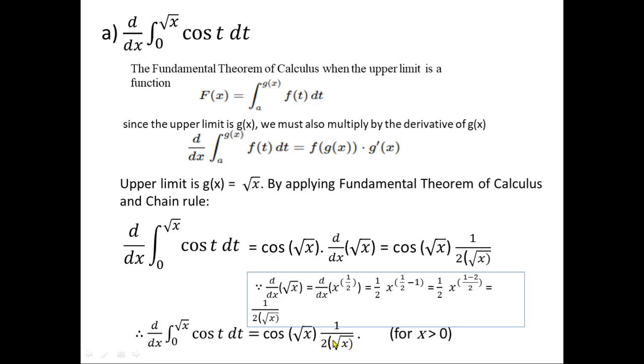If x equals 0, this will be an undefined function, because the denominator will be 0. So x should not be equal to 0. If x is less than 0, that is a negative value under the square root, then that will be an imaginary term, not a real value. So this function is defined for x greater than 0.